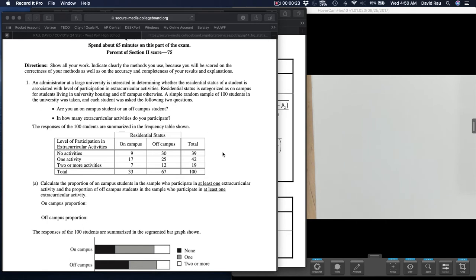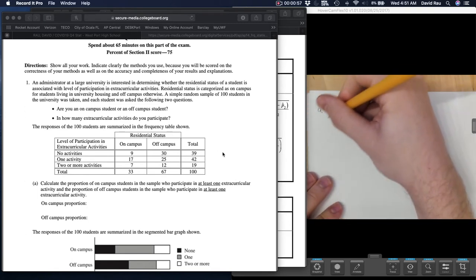Okay, so essentially we have 100 students that either live on campus or off campus and either do 0, 1, or 2 extracurricular activities. Part A just says calculate the proportion of on-campus students who participate in at least one extracurricular activity and off-campus who participate in at least one.